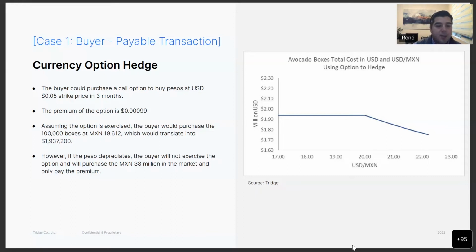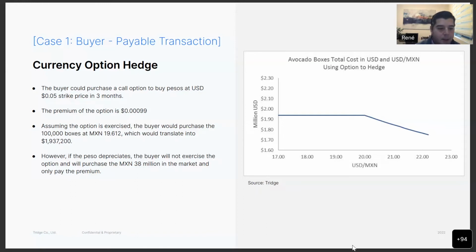Okay, so if the peso actually depreciates more than 0.05 per peso, as you can see here in the line, which is 20 pesos per dollar, he will choose not to exercise that option. Okay, so he has the option, he already bought the option, but he won't use it. He will go to the market to purchase his pesos at a lower price, of course, but he will still have to pay that premium. Okay, the premium, he already purchased the option, he bought it right, and he needs to pay the premium.